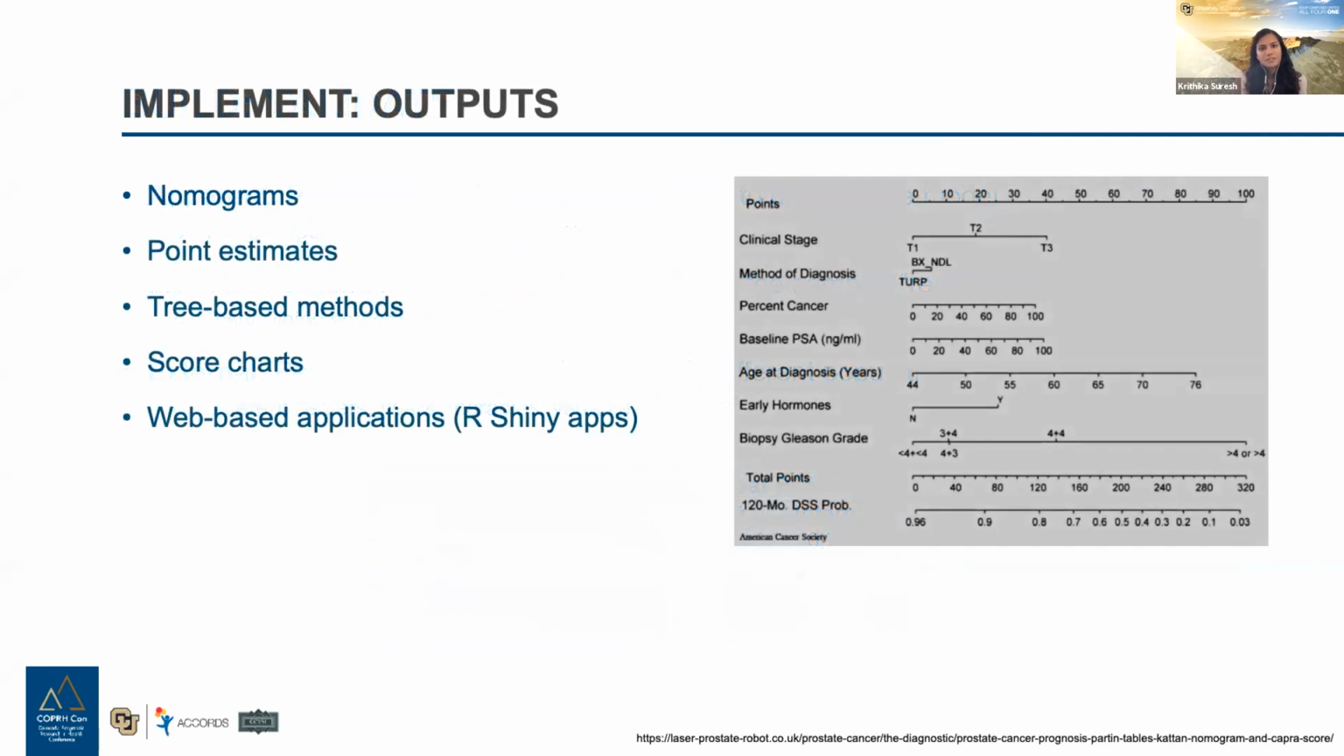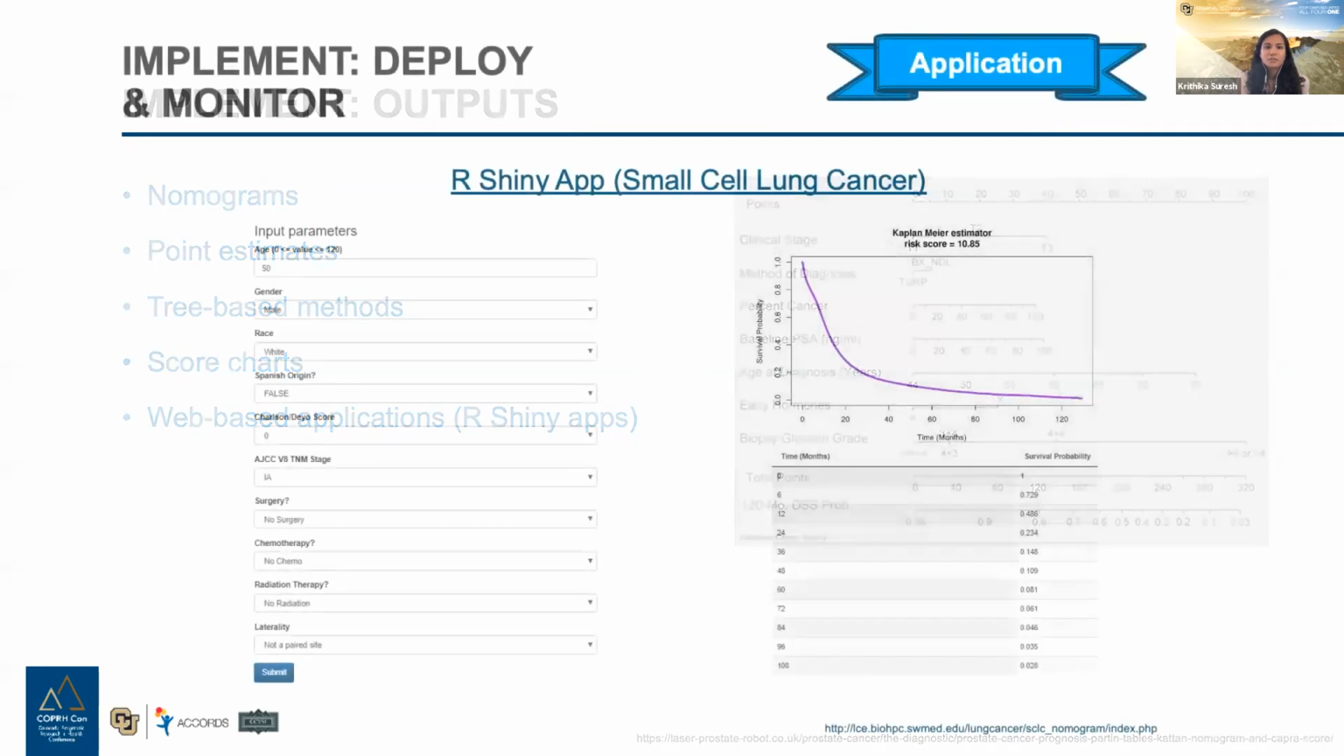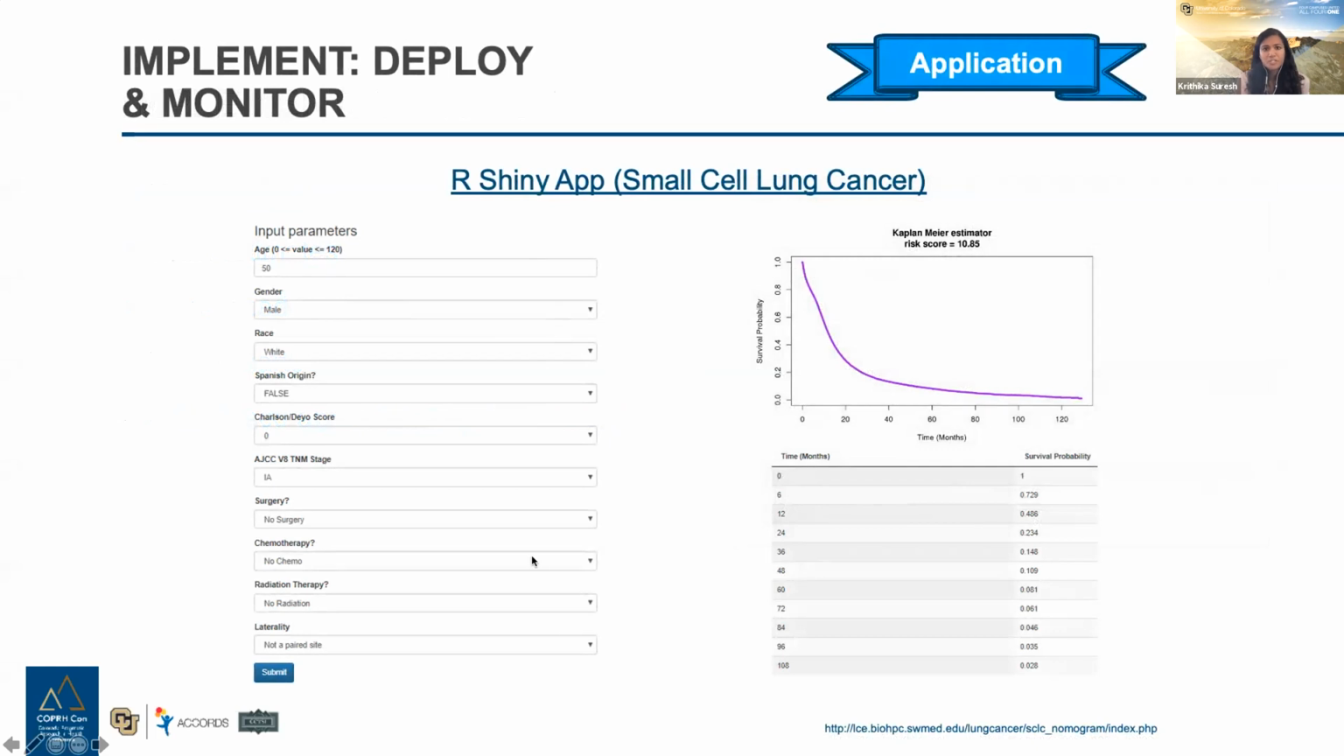Very briefly, I just wanted to talk about outputs from your model. Some people are only really thinking of predicted probabilities, but there are several things you could include. You could include a nomogram, point estimates. For tree-based methods, you could include the tree, so people can drop themselves down to see where their risk is. And something that's gaining traction are web-based applications, where you input your information and then in real time see some information about your risk.